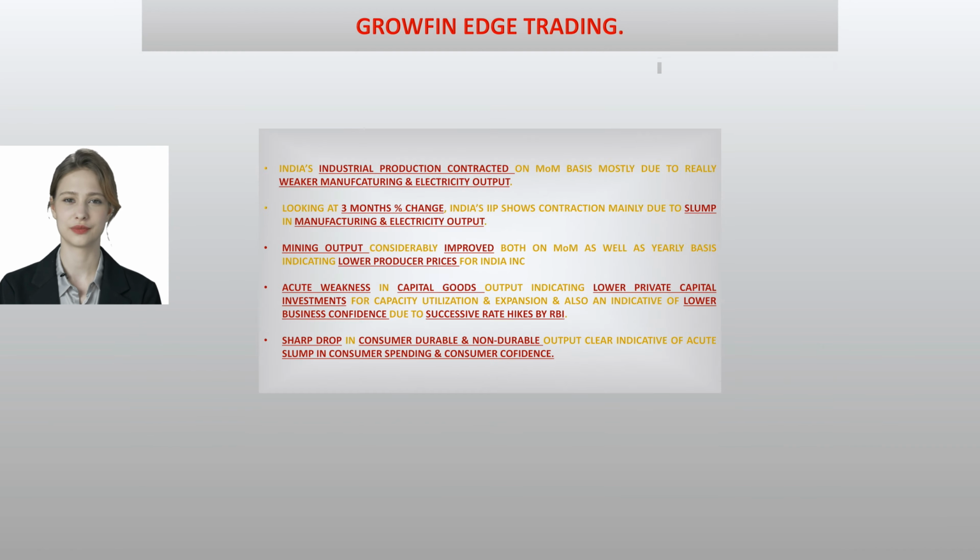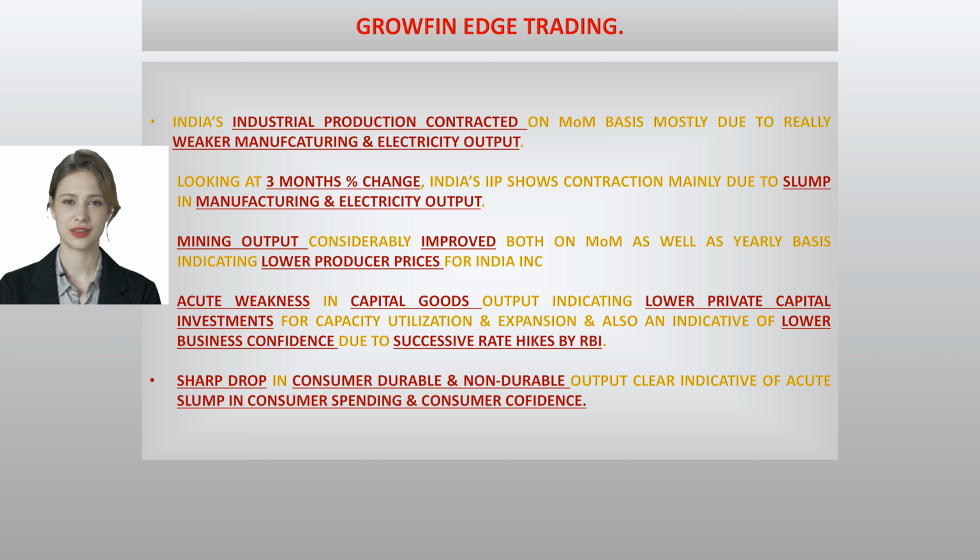Overall, summing up, India's industrial production contracted on month basis, mostly due to really weaker manufacturing and electricity output. Looking at 3 months percent change, India's IIP shows contraction mainly due to slump in manufacturing and electricity output. Mining output considerably improved both on month as well as yearly basis, indicating lower producer prices for India Inc.